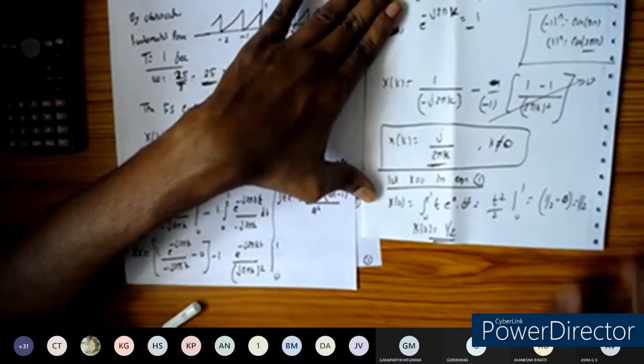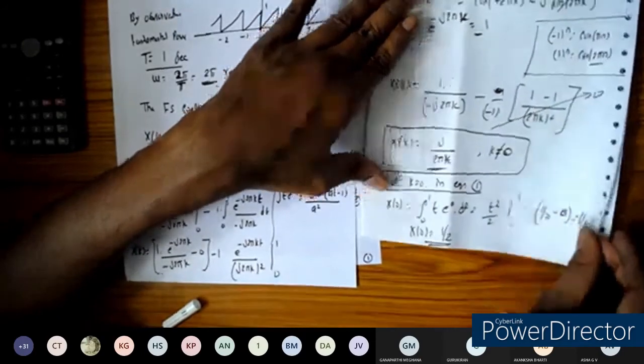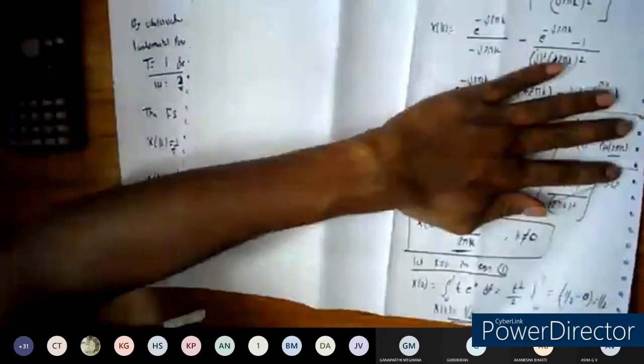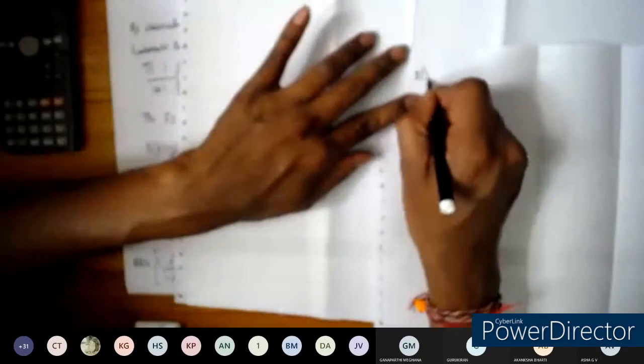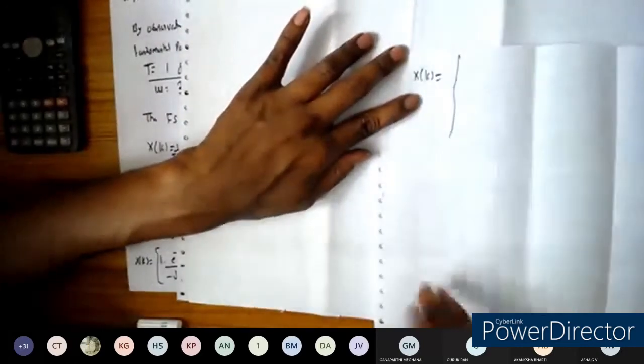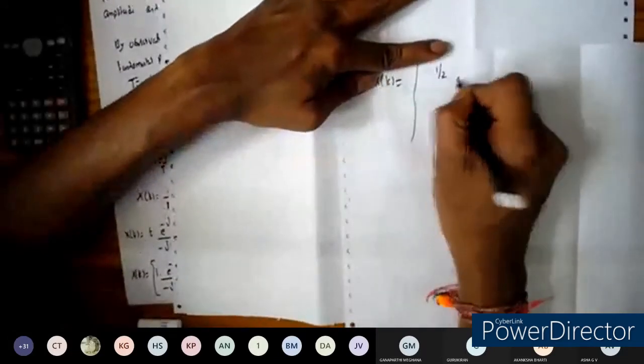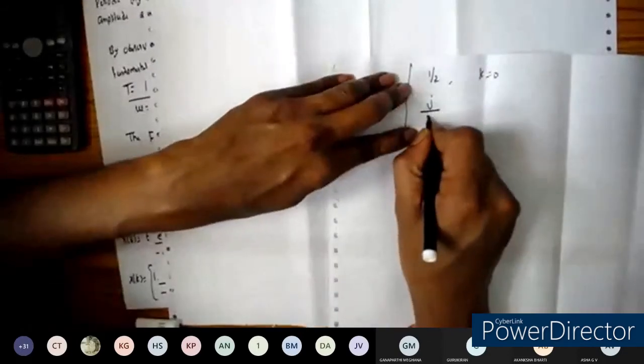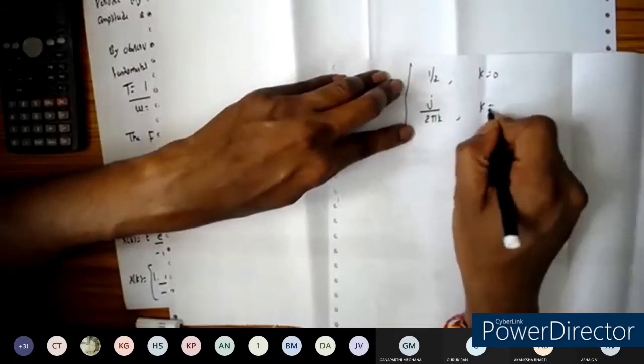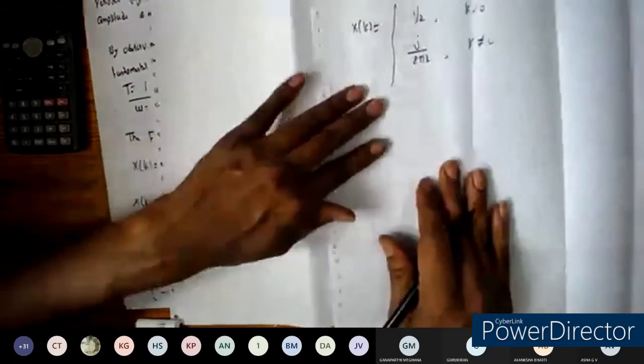Done. Now I'm going to summarize the value for x of k. So x of k is equal to 1 by 2 for k equal to 0, and for k not equal to 0, it is j divided by 2 pi k.